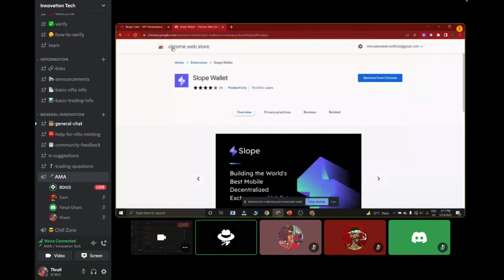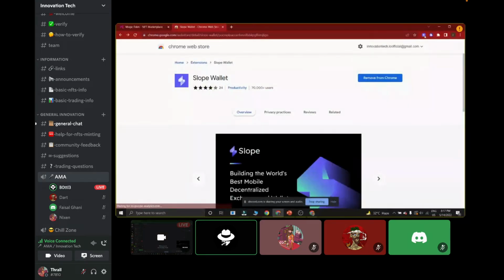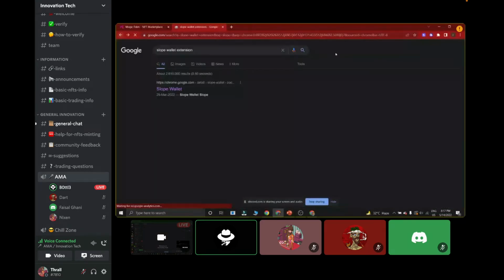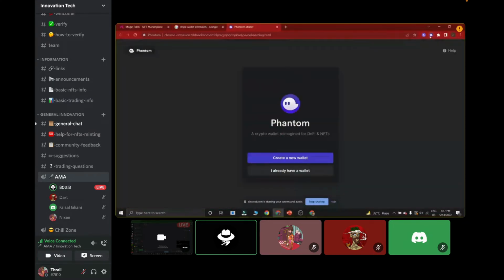As I have already added the wallet extensions, you can see that both the Phantom and Slope wallet extensions are added already. Now let's set up our Phantom wallet. For that, you will click here on Phantom and this kind of interface will come in front of you. Then you will click here on create a new wallet.